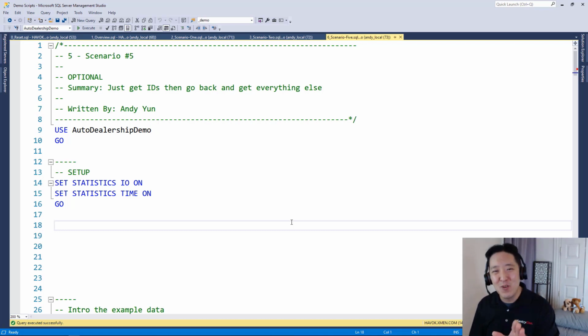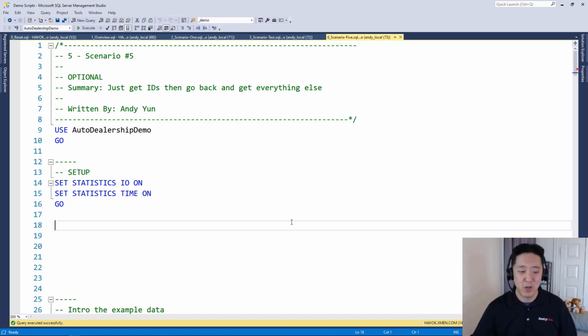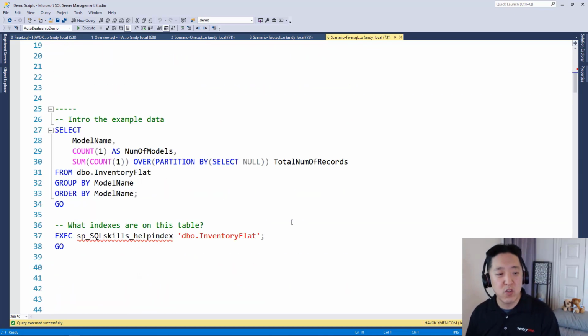But now, if you leverage all the things that we've learned today, you should already be predicting some of the things that are going to happen and should hopefully be able to predict why this is going to be a terrible approach. So let's first introduce the example data.